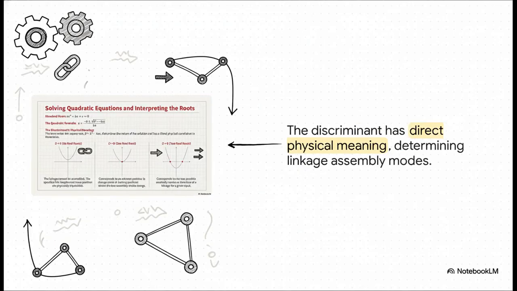So, after all that work with the half-angle identities, we've got ourselves a nice quadratic equation. But here's where it gets really cool. That little part under the square root in the quadratic formula, the discriminant, it actually tells us a story about the real physical linkage. If it's negative, that means you have an impossible linkage. It just can't be built. If it's zero, that tells you you're at a critical point where two different ways of assembling the linkage merge into one. And if it's positive, boom, you've got two distinct, valid ways to assemble your mechanism. This is literally where the math meets the metal. It's so powerful.